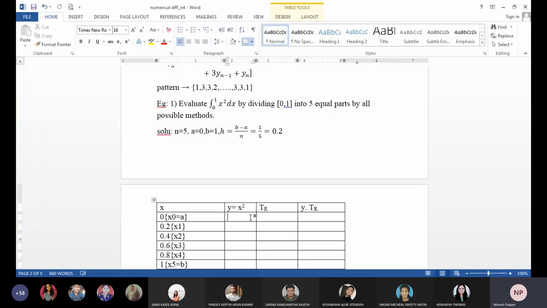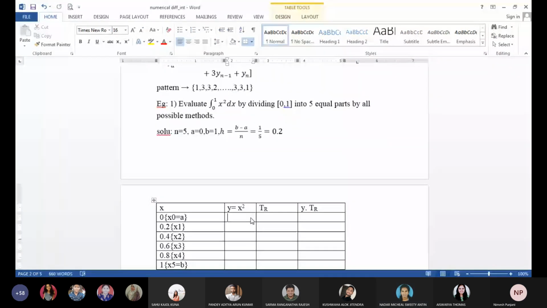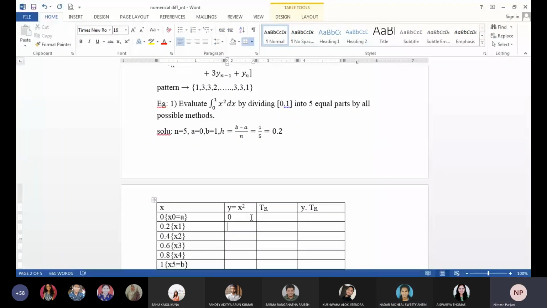In this case, what is your y? y is x square. So x0 is 0, then what will be my y? 0. This is what is my y0. Notation wise, being the first sum, I will write down x0, y0. Next sum onwards, I will not write down x0, y0.